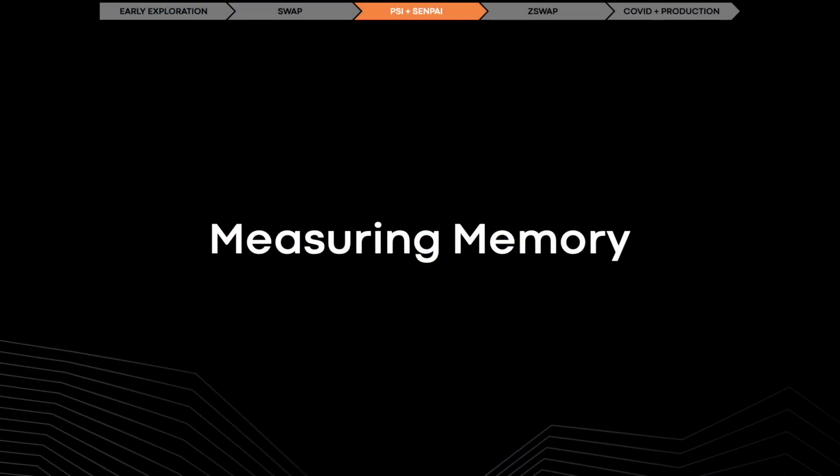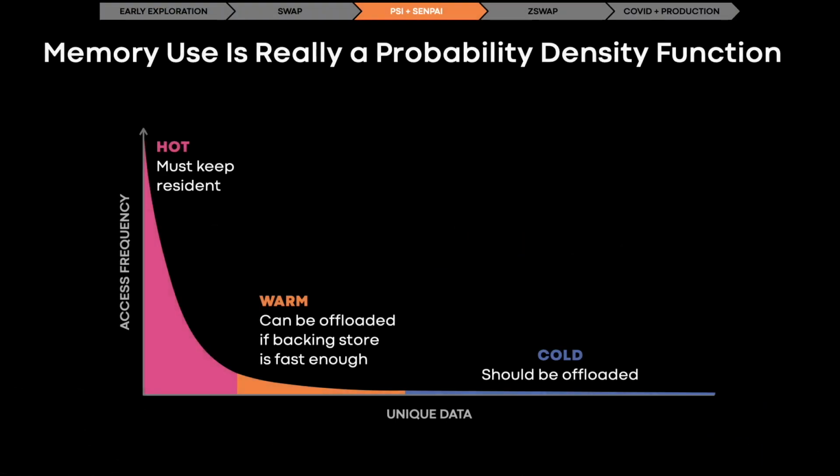Thanks, Johannes. I'm going to talk about measuring memory and how we've tackled this problem in the context of TMO. One of the things we like to say when we talk about memory is that it's really not a scalar, but a probability density function. So I can chart my memory use as a function of how often I access it. In the chart here, we've shown that on the right, we have very infrequently accessed memory.